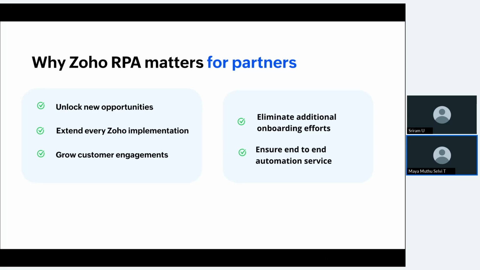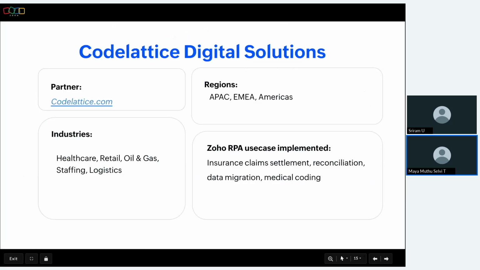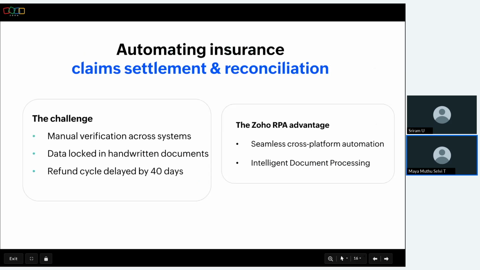Now let us see how our partners are implementing this for their customers. Here is one of our trusted partners, Code Lattice. They are helping their customers in automating complex business processes using Zoho RPA. And here is a scenario from their healthcare customer.